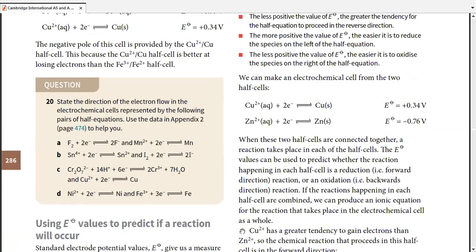Question number 20. It's very easy to compare and to discuss what would be the electron flow. Okay? And they've already discussed that appendix 2 can be used over here. So of course you can go ahead and use appendix 2. What is appendix 2? Appendix 2 is actually the E standard values. So with the help of E standard values, any of these equations can be considered and discussed. All right. So moving on.